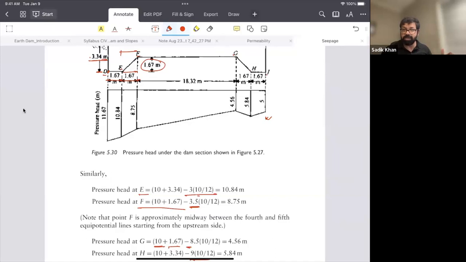So we need to calculate the force. To calculate the force, we need to calculate the area. Once you calculate the area, that will give us the force per linear foot, or per unit length. So we need to calculate the area of each of them: A1, A2, A3, A4, and A5. We know all the lengths: 1.67, 1.67, 18.32, 1.67, 1.67. These are trapezoids, so what is the area for a trapezoid?